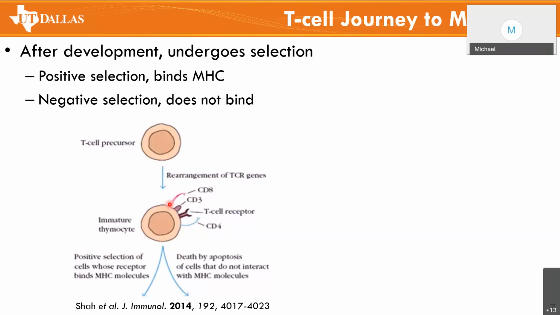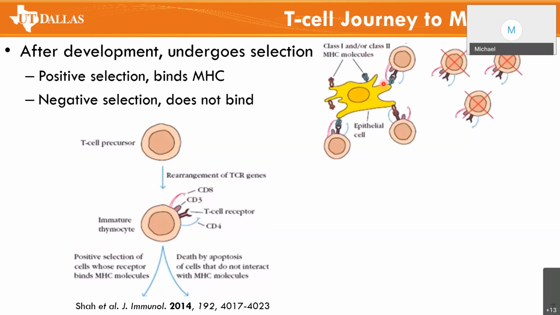Here, we focus on CD8 and CD4's binding to MHC molecule. If it doesn't bind, it will undergo apoptosis. If it does bind the MHC molecule, it'll move forward into the next step.